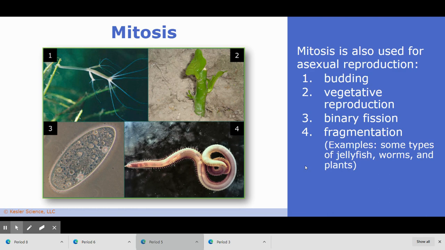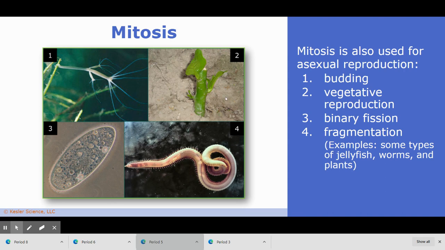And mitosis is also used for asexual reproduction. We learned about all these in the last topic. So budding is the first one, and it's showing a hydra. It's this long center part. That's the parent hydra. And then it's got little baby buds growing off of that, and they're going to be identical to this parent.